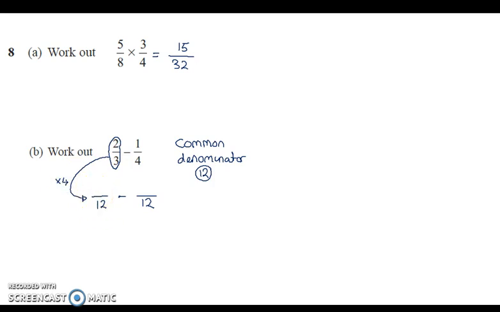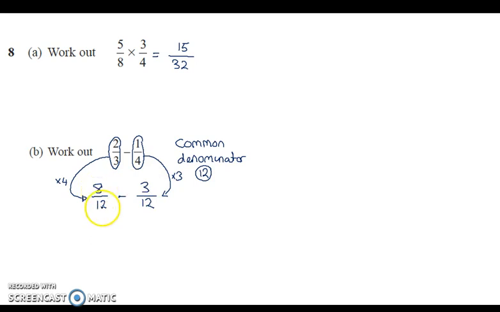So I've got to multiply the top and the bottom of this fraction by 4 to make sure it's an equivalent fraction. So 2 times 4 is going to give me 8 on the top. To make sure this is an equivalent fraction, what have I multiplied by on this side? Well, I've times 4 by 3 to get 12. So if I do the same to the top, it will keep it an equivalent fraction. So 1 times 3 is 3.